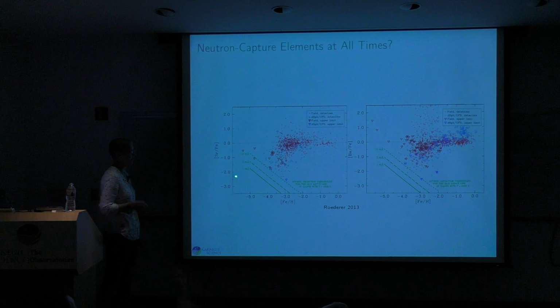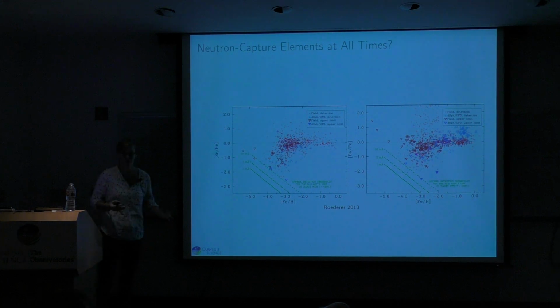None of these upper limits says that there is no strontium or barium. We don't have a star with a low enough upper limit on strontium or barium to say that there is no strontium or barium in the cloud from which it formed.